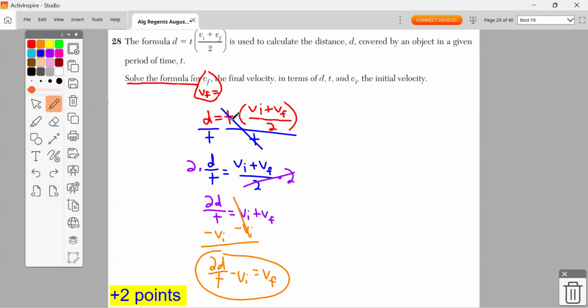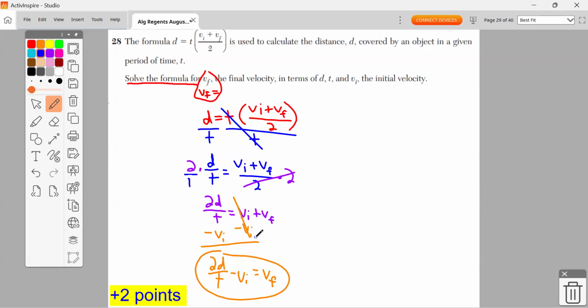In order to do that, I need to get rid of this times t at the beginning. So I did divided by t and divided by t. So d divided by t is just d divided by t. The next thing that I want to do is get rid of the divided by 2. I get rid of the divided by 2 by doing times 2 and times 2. That's really 2 over 1. So that's why the 2 goes with the d down here. So 2d divided by t equals vi plus vf.